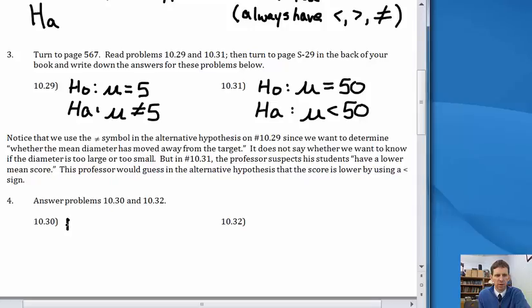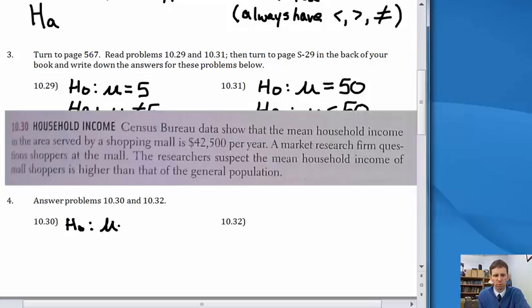On problem 1030, our null hypothesis is the idea that no changes occurred, that the mean income is still $42,500. However, when you read the question, the alternative hypothesis, another guess, would be that the salaries or the mean incomes have increased. They're higher than the general population. So because it says higher, we'll use a greater than inequality for that one.